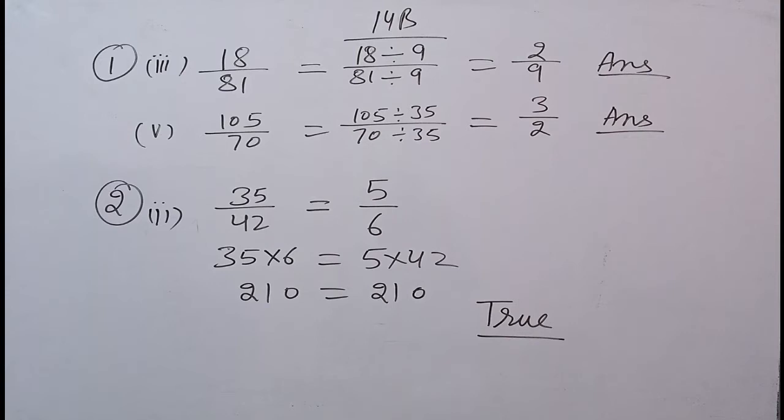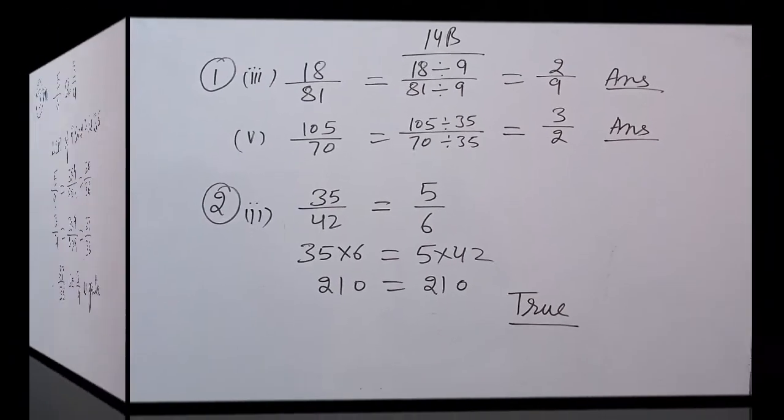Children, now I am taking question number 2, in which we have to find out whether the statement is true or false. So what is given? 35 upon 42 equal to 5 upon 6, and we have to find whether that is true or false. So for finding that out, we will do cross multiplication. That means 6 we will multiply to the 35, and 42 we will multiply to the 5. Whenever we multiply, we will get the left side 210 and the right side also 210. So both sides are equal. That means the statement 35 upon 42 equal to 5 upon 6 is true. Similarly, you can do the other parts of the question number 2.